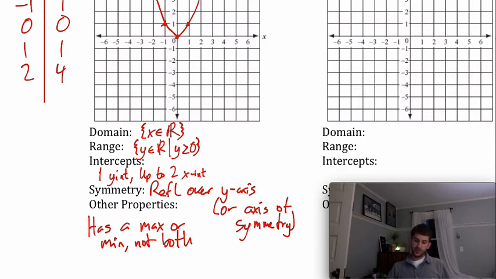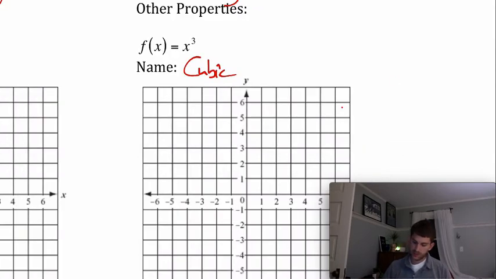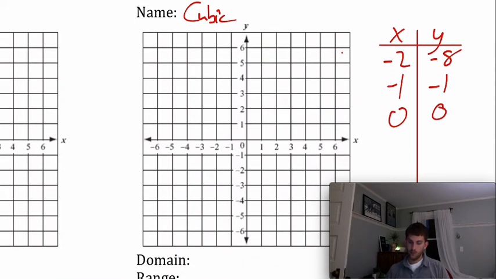Last one on this page, and then we'll flip over to the next page. f(x) = x to the third. You might say x cubed. This is called a cubic function. Let's make a quick table. So instead of raising it to the second power, we're going to raise each of these to the third power. So we got -2, and I'm just going to go through piece by piece. -2 to the third power is -8. -1 to the third power is -1. 0 to the third power is 0. 1 to the third power is 1, and then 2 to the third power is 8.